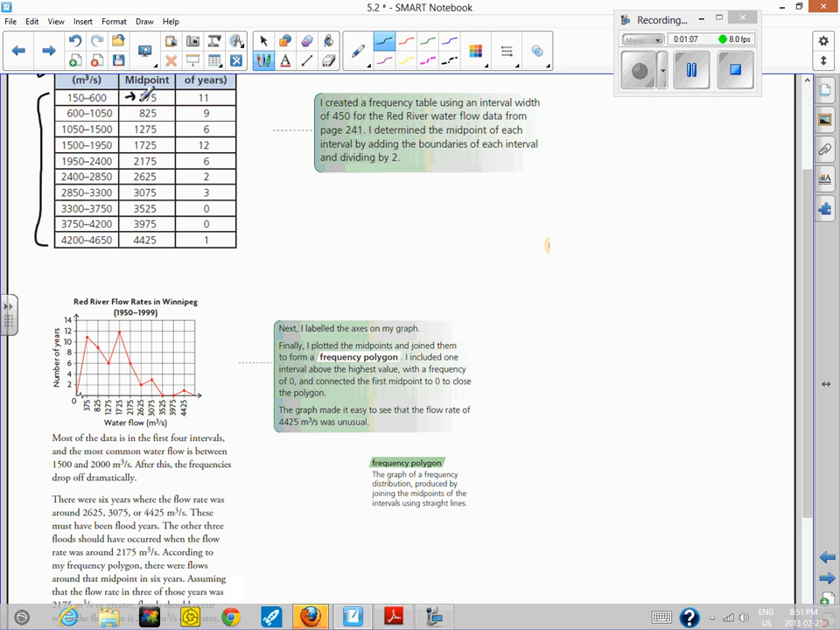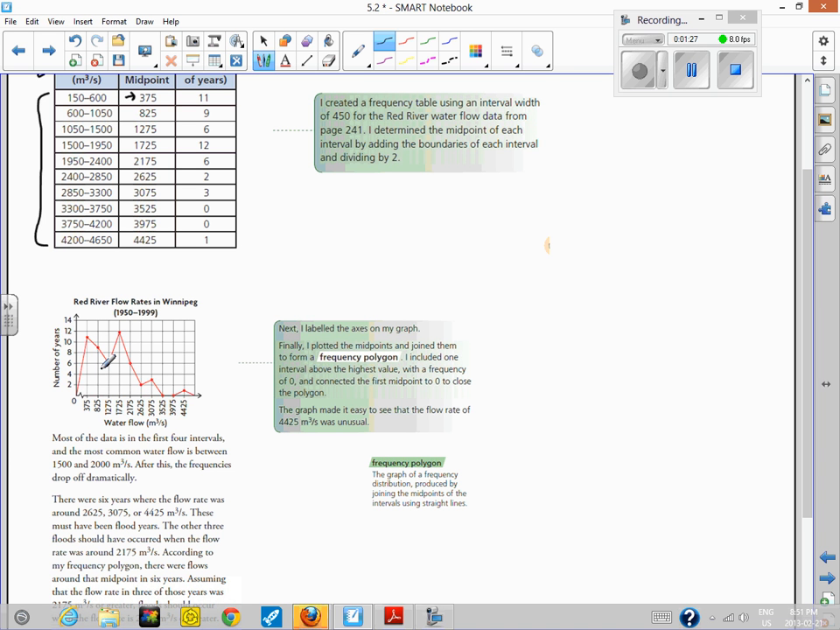So a midpoint of 375 occurred 11 times, 825, 9, and then each of these values are plotted individually, and you connect each point from one to the next.